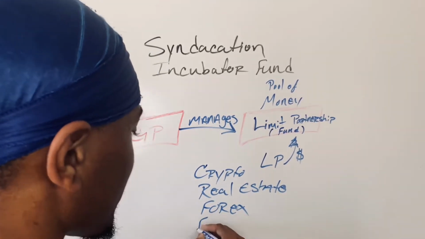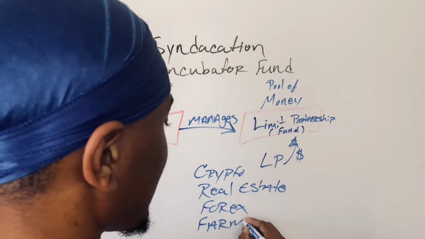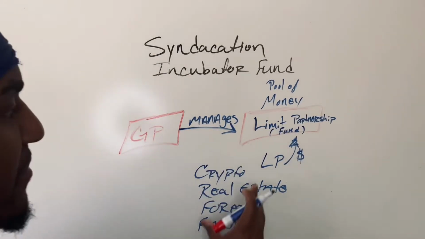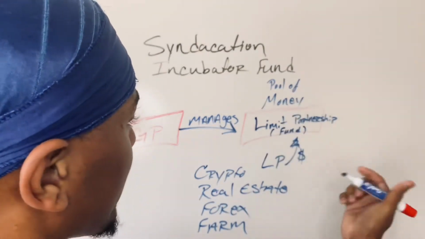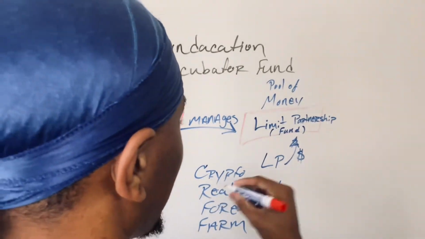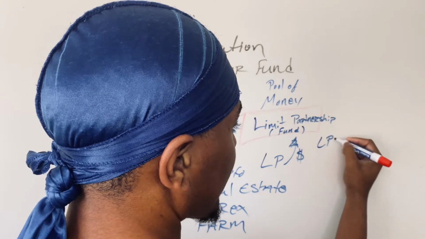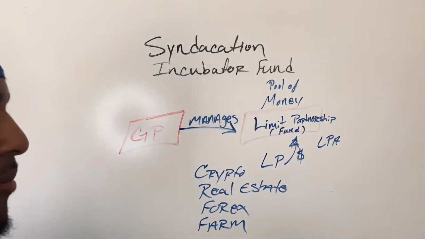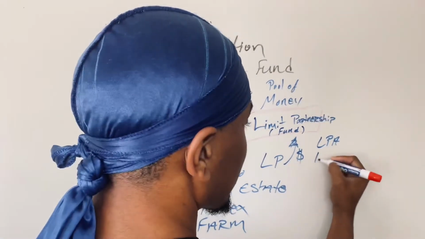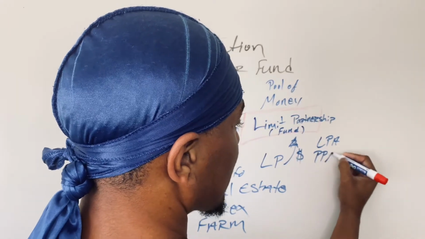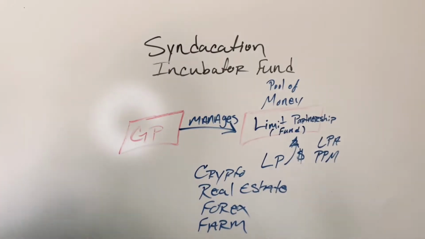You can buy farms with it. Or you can do anything. All of this can be done with this limited partnership. There's 2 governing documents that you have to have with this. There's going to be an LPA, which is going to be your limited partner agreement, and there's going to be your PPM, right? It's going to be your private placement memoranda, right?